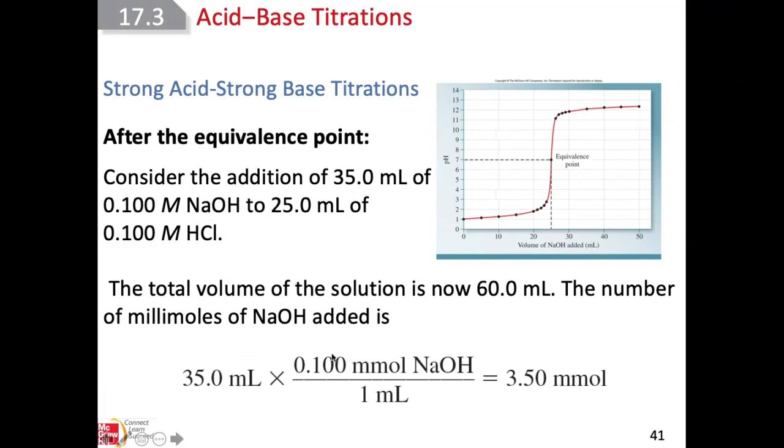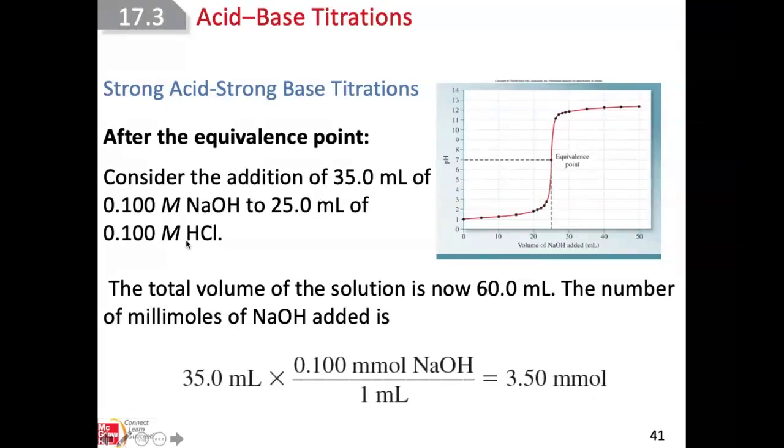So now we're adding more NaOH after the equivalence point. So now let's say we're adding 35 ml of NaOH to this 25 ml of HCl. Again, we need to calculate how many millimoles of NaOH we added. So we will take this 35 ml of NaOH multiplied by the molarity, and we will get millimoles.